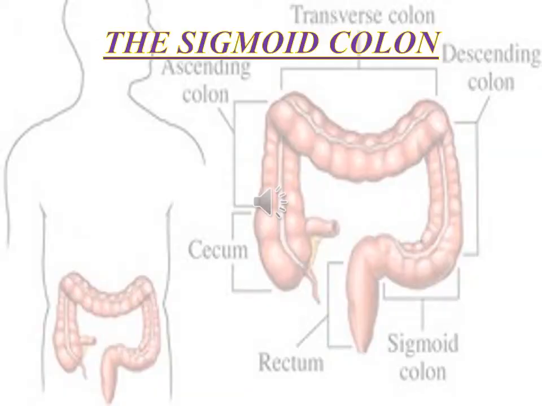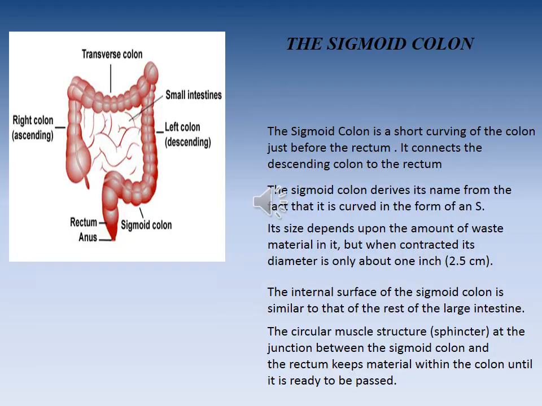The sigmoid colon. The sigmoid colon is a short curving of the colon just before the rectum. It connects the descending colon to the rectum. The sigmoid colon derives its name from the fact that it is curved in the form of an S. Its size depends upon the amount of waste material in it, but when contracted, its diameter is only about 1 inch, 2.5 centimeters.